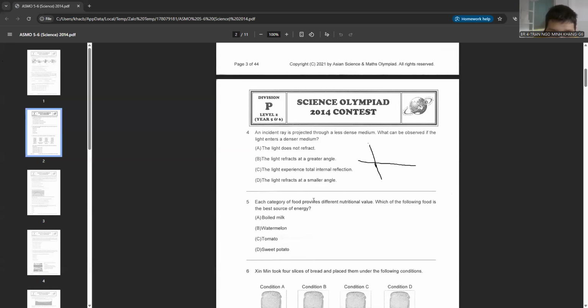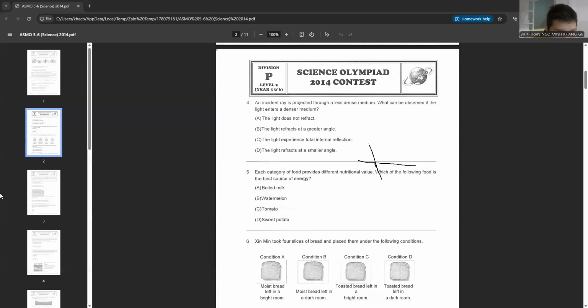Now, each category of food provides different nutritional value. Which of the following foods would be the best source of energy? Alright, so let's break this down. Tomatoes and watermelons are vegetables. They are not sources of energy. They will not give you energy, and they are there for the nutritional value, basically health, vitamins, etc.